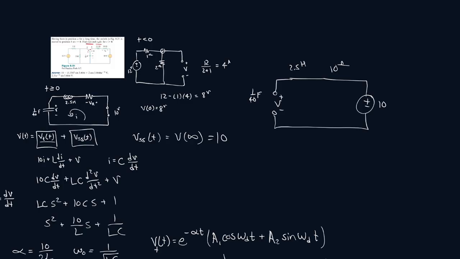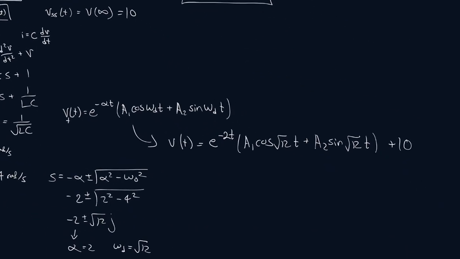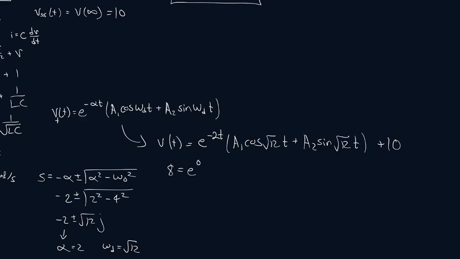Okay, so for A1, we know that when t was equal to 0, our voltage was equal to 8. So we can do the following. So this is just 1 plus 0 plus 10. So this will just be minus 2, and that's what your A1 is going to be equal to.